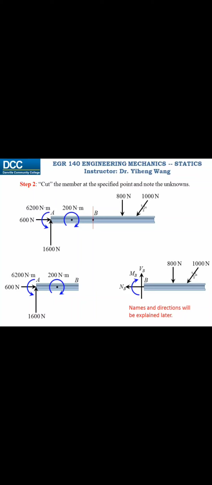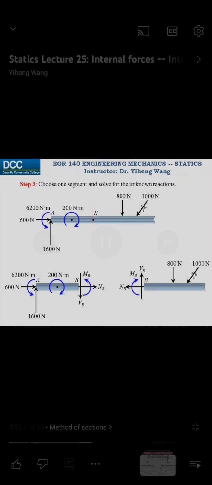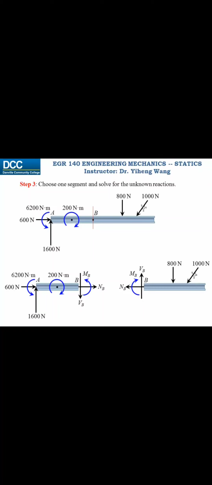And because of actions and reactions, we can also draw the unknown reactions on the left segment. They have the same magnitudes but opposite directions as the ones on the right. And therefore, we only need to solve for one set of the unknown reactions, either from the left segment or from the right segment. So step 3 is to choose one side and solve for the unknowns. I will demonstrate calculations using both sides just to show that they will lead to the same answers. But when you make your own pick, of course you want to choose the side that makes the calculation easier. In this case, you should pick the right side so you don't need to solve for the support reactions in the first place.